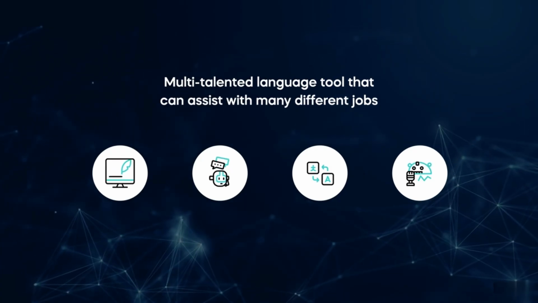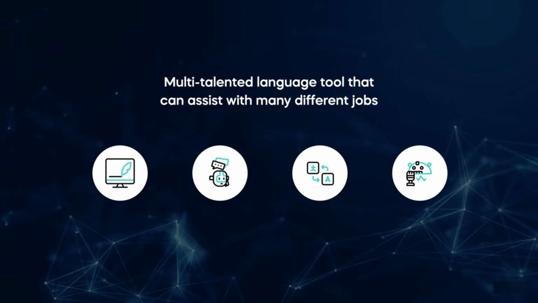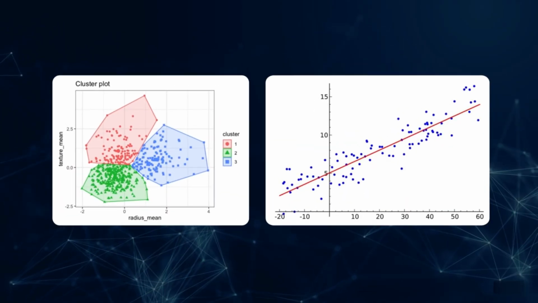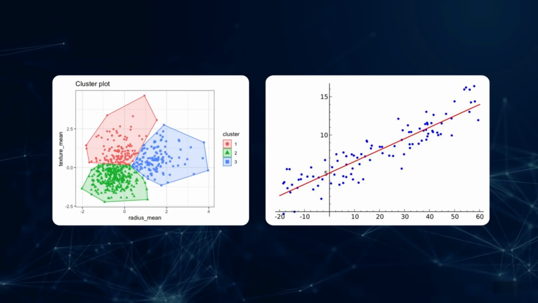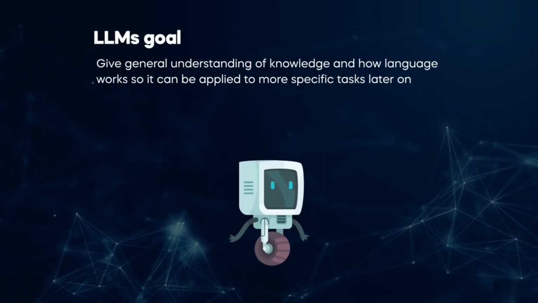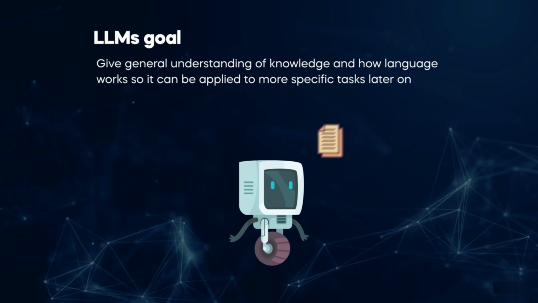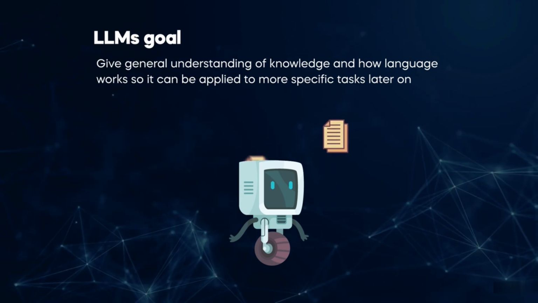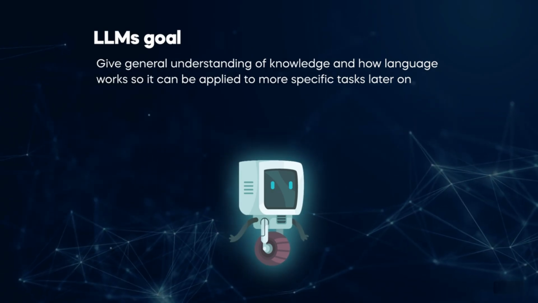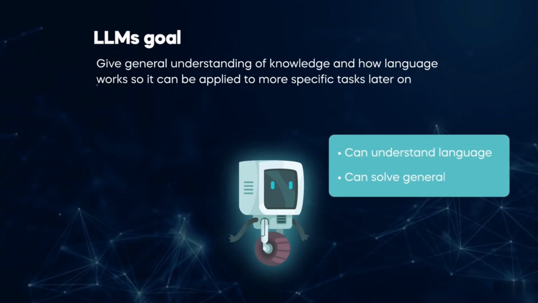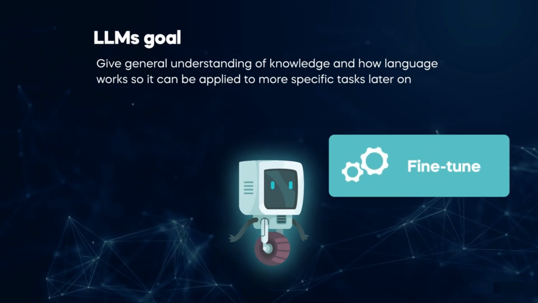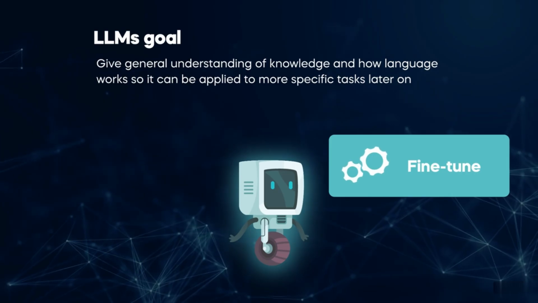If you've worked with much machine learning before, you'll be familiar with training a model for a specific task, such as classification or clustering. But with LLMs, the initial goal is to give the model a general understanding of knowledge and how language works, so that it can be applied to more specific tasks later on. We pre-train the model to understand general language and solve many general-purpose problems. Then we can fine-tune it to work on specific tasks or industries.